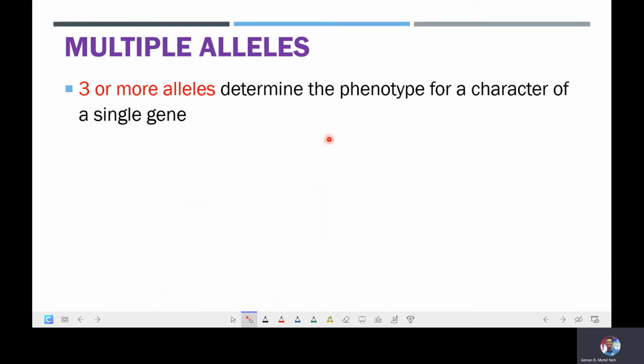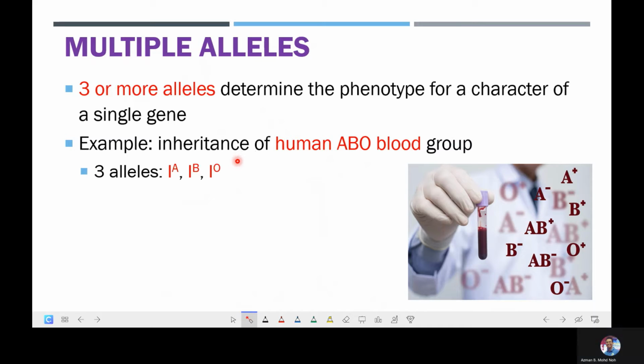The third type of inheritance, which does not follow Mendelian inheritance, is multiple alleles. This is the case when 3 or more alleles determine the phenotype for a character of a single gene. For example, we will focus on the inheritance of the human ABO blood group, in which for this particular characteristic there is only one gene, the gene for the human ABO blood group. However, there are 3 alleles for this gene: the allele IA, the allele IB, and the allele IO.